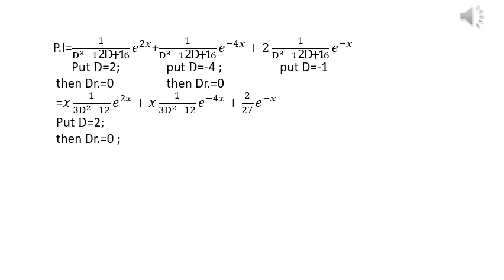Okay. So in the PI, simplification of the right side first term is over, second term is over, coming to the third term. In the third term, compare e to the power minus x with e to the power ax. We can come to know minus 1 is the substitution for d. Put d is equal to minus 1 in the denominator. So the denominator is not equal to 0. We are getting a number 27. So 2 into e to the power minus x divided by 27. So at last we arrived at a particular integral, all the three terms.